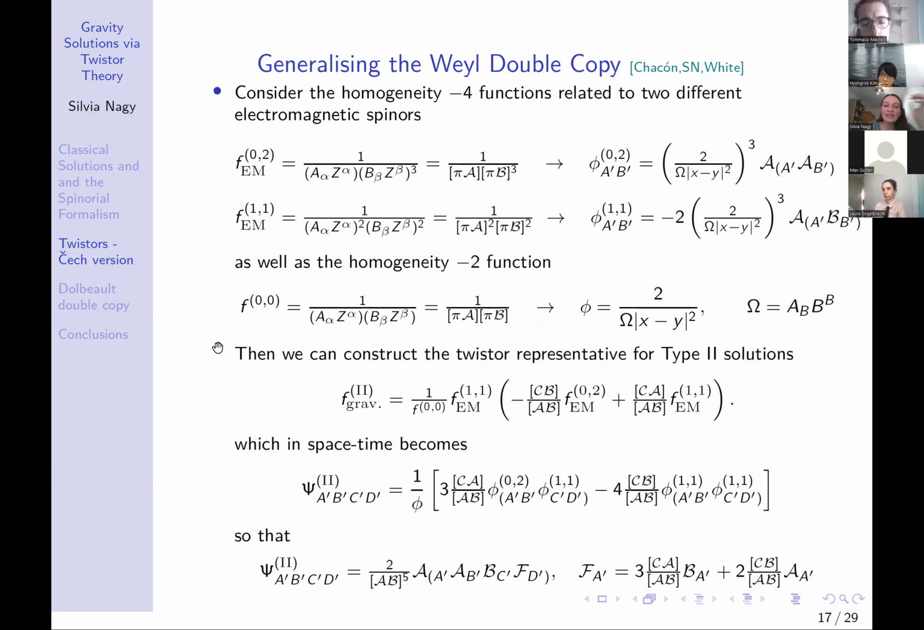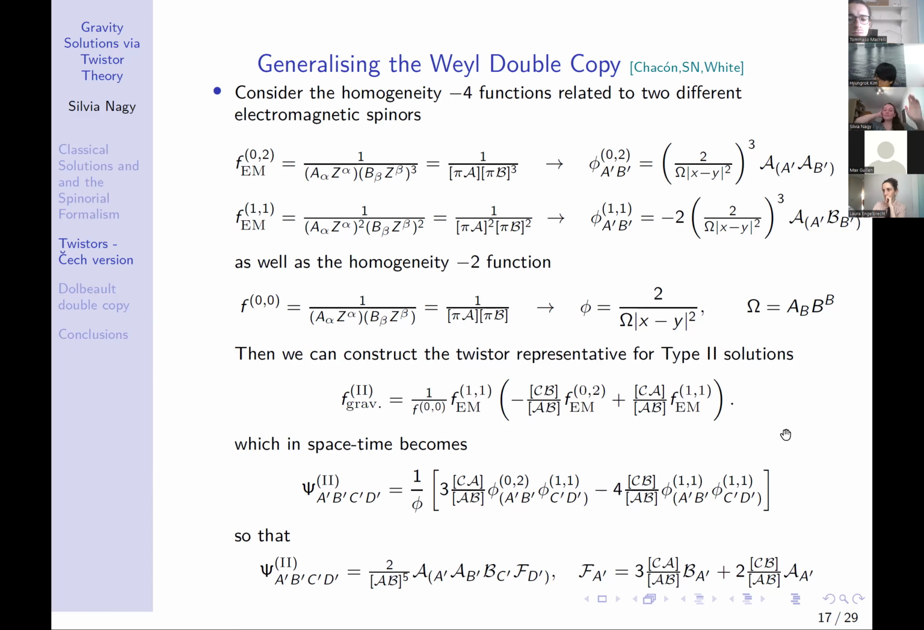And then it turns out that you can construct the twistor representatives for type 2 solutions via this formula. So this is still in twistor space here. So this is type 2. It's a sum of products of the twistor functions for the electromagnetic ones, and then always divided by the scalar guy. And then in space-time, these CA and AB, you can just think of them as some constants to set to the side. You can ignore them, but you can see that this psi becomes a sum of products.